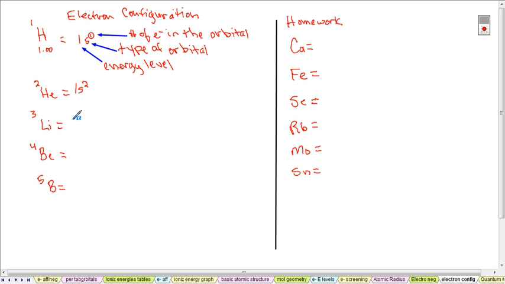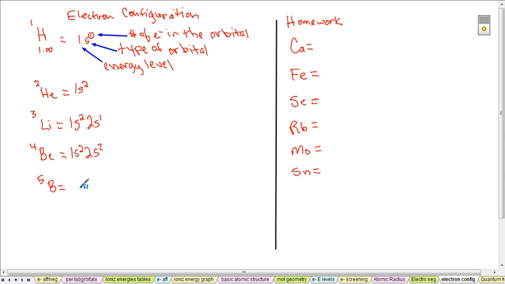Now when we go to lithium, we see that lithium has electrons in the first energy level, 2 of them, and they go in the s orbital. But then it also has an electron in the second energy level, and it's got 1 electron, and that's in the s orbital. Now beryllium, right beside it, again, same beginning, 1s2, has 2 electrons in the second energy level, and they fill the s orbital. So it's a 2s2.